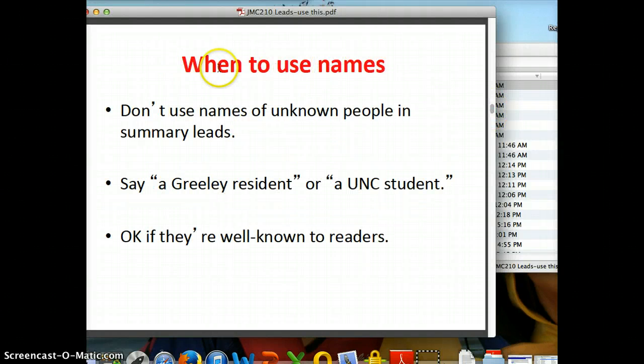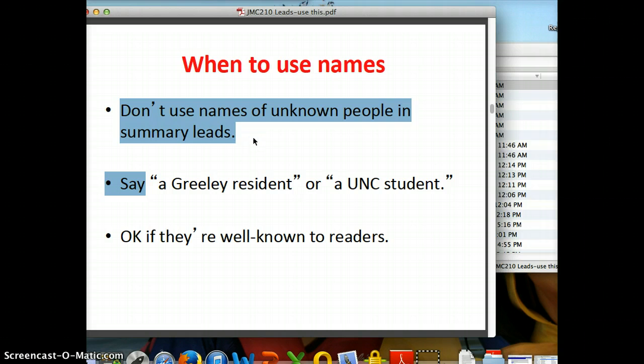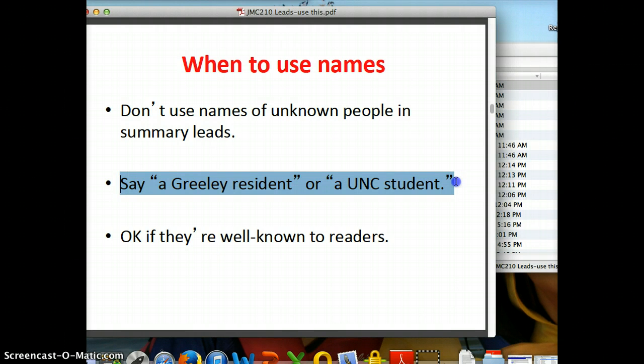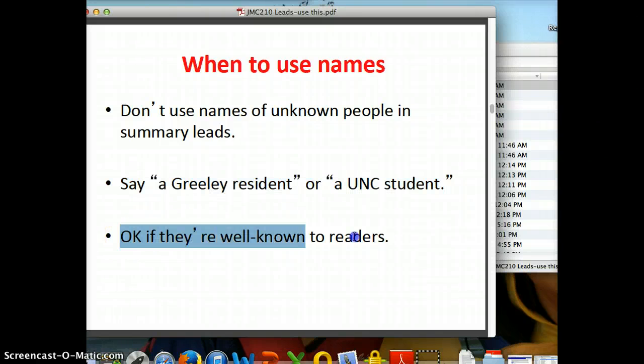Okay, now, names. Very important. In a summary lead, don't use the name of an unknown person in a lead. So, for instance, you wouldn't use my name in a lead because I'm not famous. So you would say a Greeley resident or a UNC student or a UNC professor. You can use a well-known name. For instance, Kay Norton, the president of UNC, or John Elway, or John Hickenlooper.